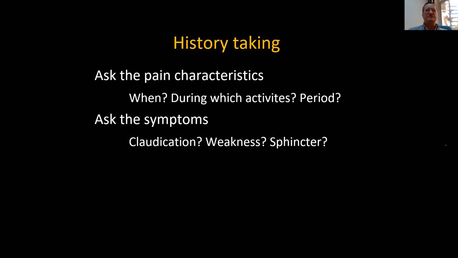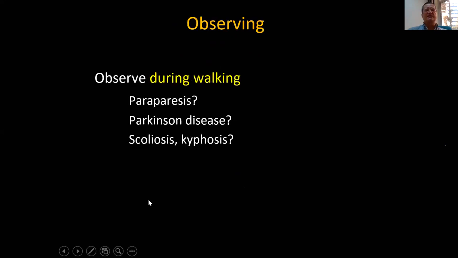Ask the patient about the characteristics, when, during which activities, the period, the symptoms, ask all the details. And observe patients during walking. This is a type of examination actually. Look at the patient during walking. You can identify a spastic paraparesis from foot rub. You can identify Parkinson's disease or a scoliosis or kyphosis.